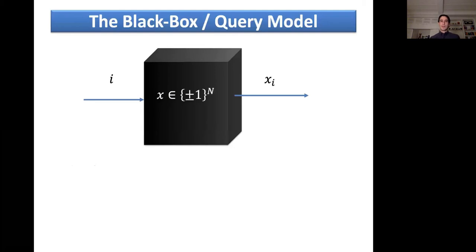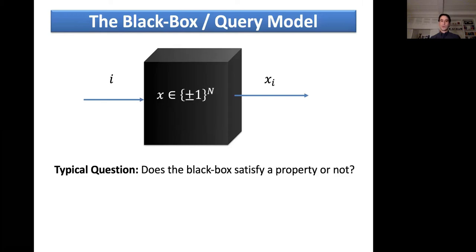I'm talking about the black box or query model. Think of a huge string X of length capital N that sits inside the black box. The only way that you can access this string is by asking what's the ith coordinate and getting 1 bit back. You want to ask as few queries as possible and say whether the string X or the black box satisfies some property or not. This is very common in query complexity and also in property testing.